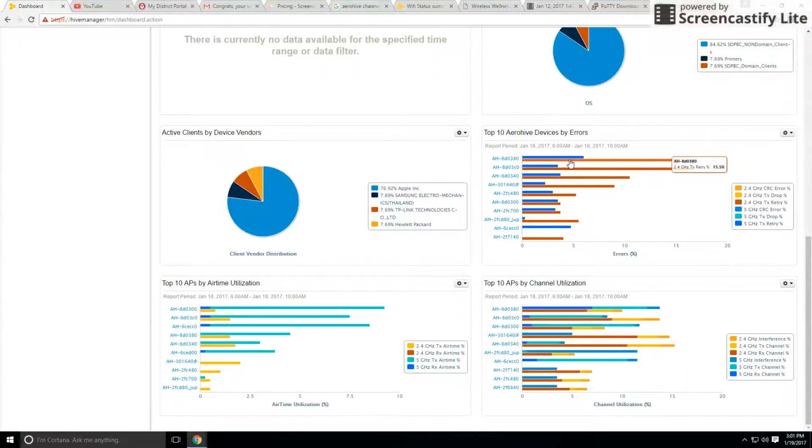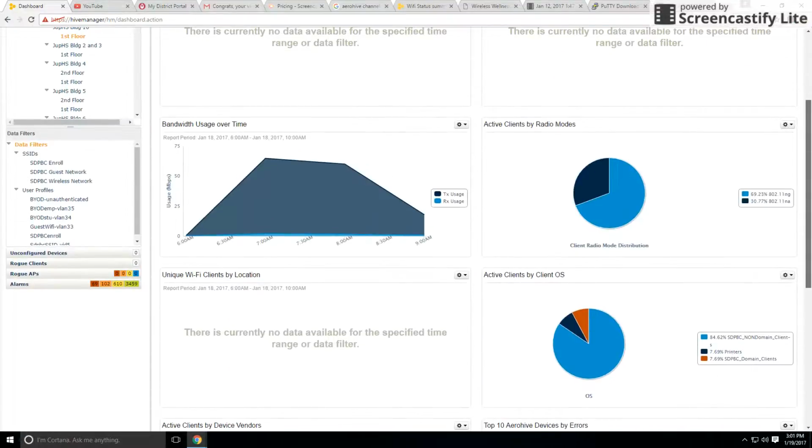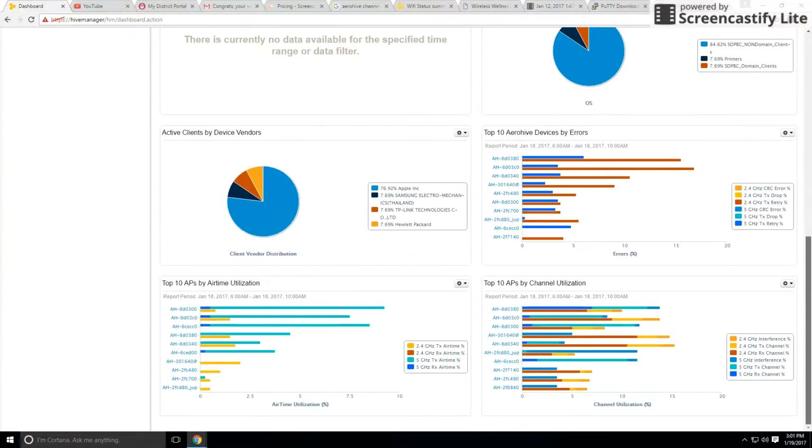The only thing that catches me a little bit by surprise is the fact that we've got higher levels of retry on the 2.4 than we do on the 5 gigahertz, even though I expect that there was a lot more data transmitted over the 5 gigahertz. I guess that just plays into the fact that the 5 gigahertz channels are generally superior.